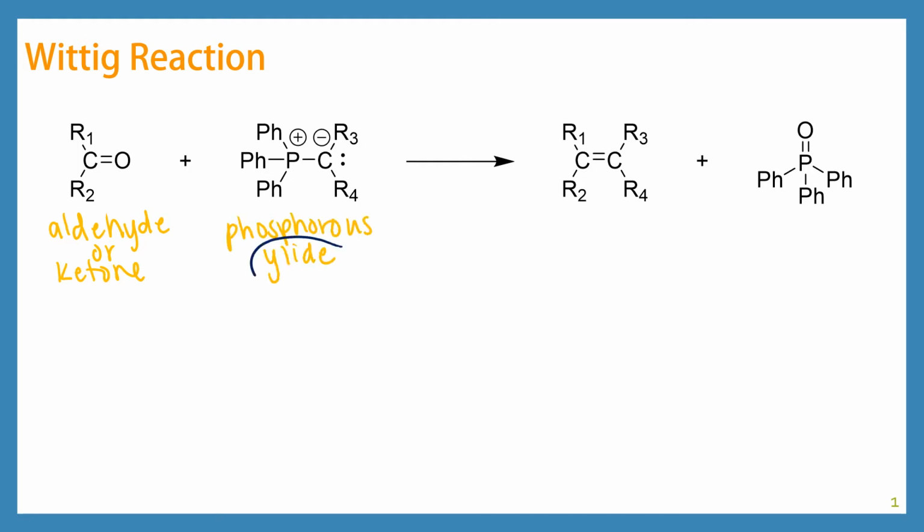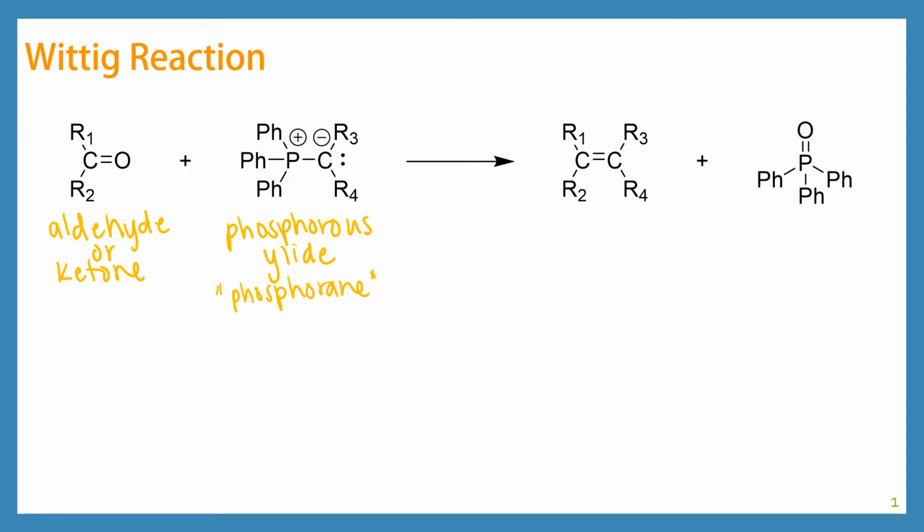An ylide is a molecule that has a positive and negative charge directly next to each other and is overall a neutral molecule. So this molecule here is overall neutral, but we have a negative charge on the carbon and then a positive charge on the immediately attached phosphorus. This particular type of ylide that's used in a Wittig reaction is also sometimes called a phosphorane.